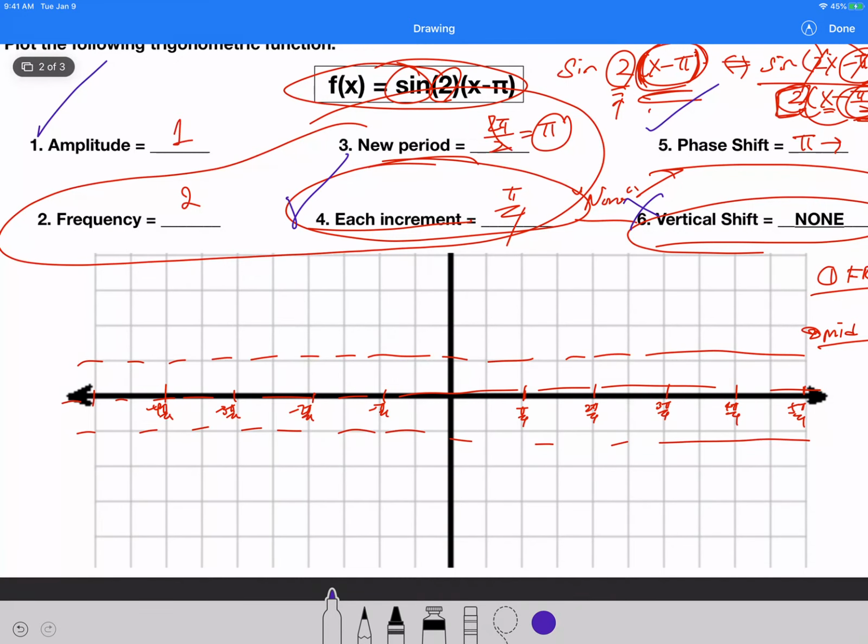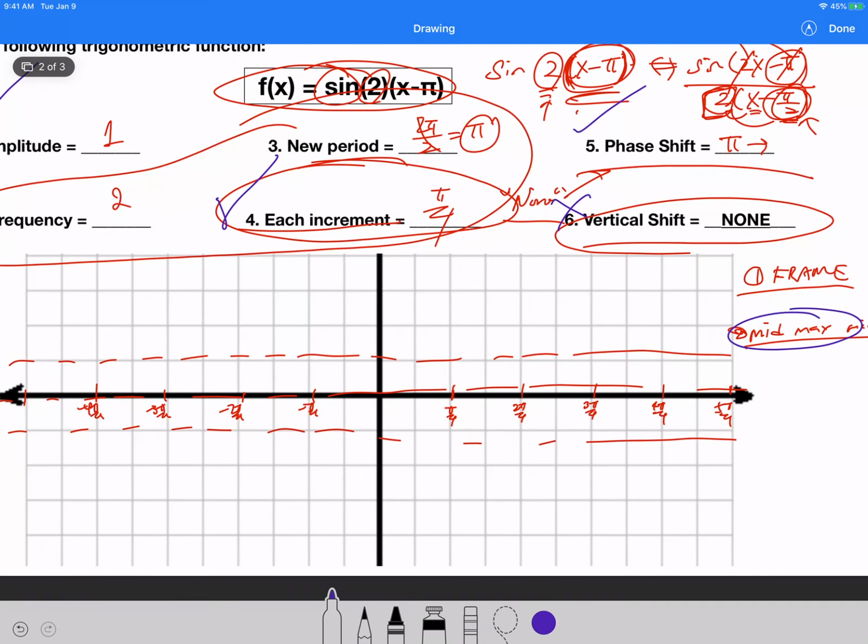So before we actually do this part, when we have a phase shift, we need to take care, I'm going to call this step number 1.5, we need to take care of the phase shift. Because the phase shift is actually where we're going to start. If it was a regular sine, sure, we start right here, right down in the center.